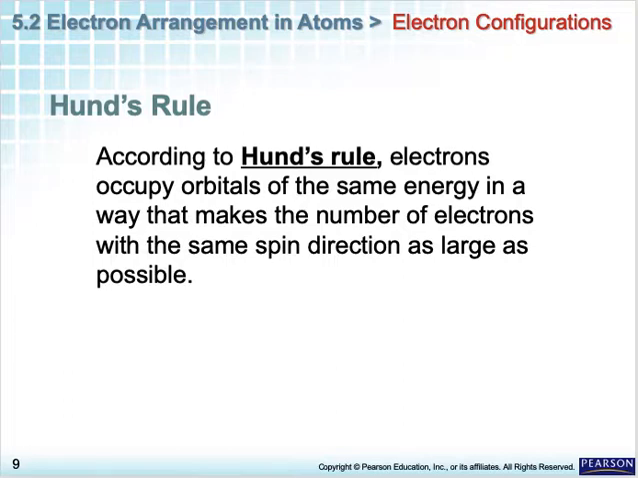Hund's rule. According to Hund's rule, electrons may occupy orbitals of the same energy, and this says in a way to make the spin direction the same. Another way of saying, since we're always going to put them up first, is to make them unpaired as long as possible. It's kind of like brothers or sisters. If you have an extra bedroom, you typically don't share.